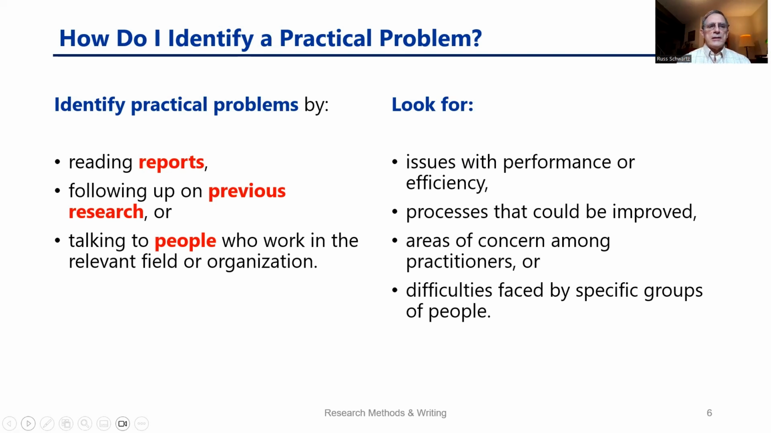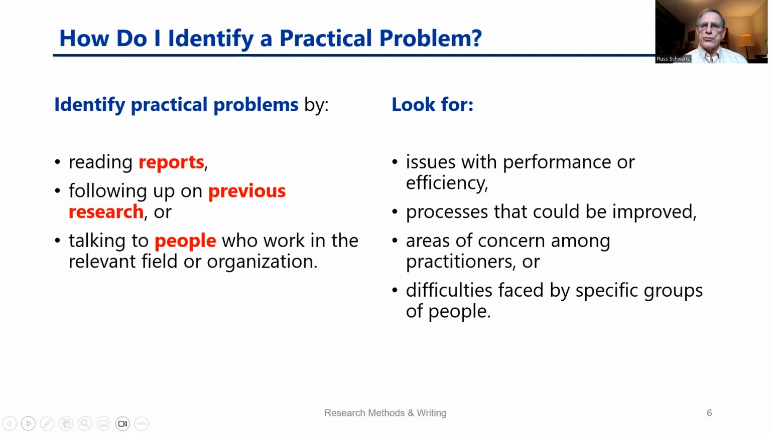So when you're looking at these reports or previous research, or you're talking to people, think about what those things are saying. Look for where they're talking about having problems with doing things well or on time, that is performance or efficiency. Look for where they're talking about a process that could be improved. Look for things that people who work in that area are concerned or worried about.